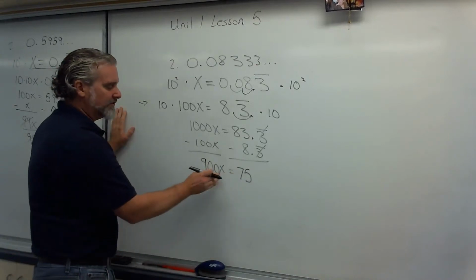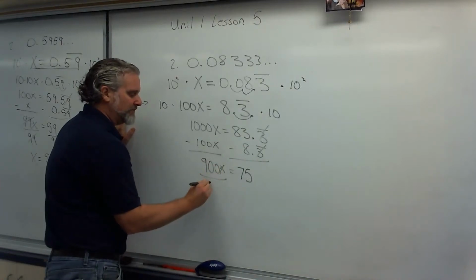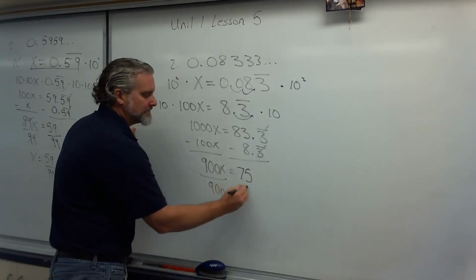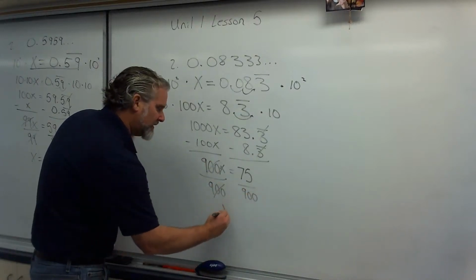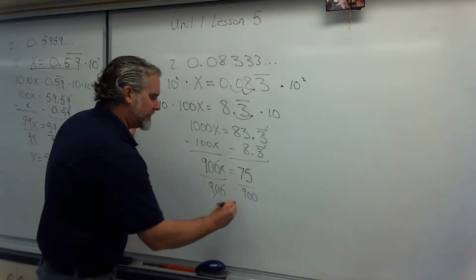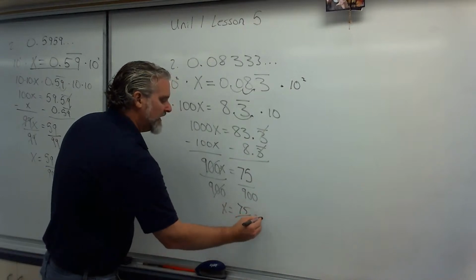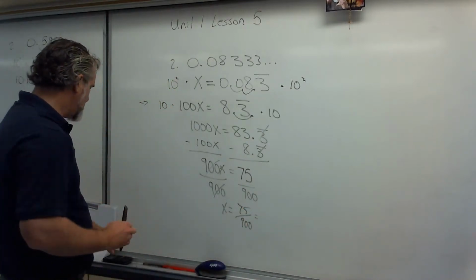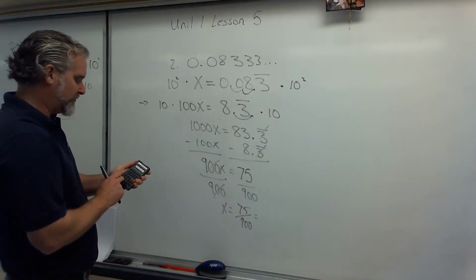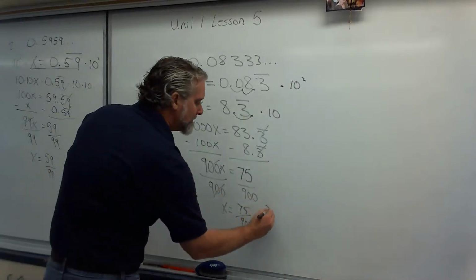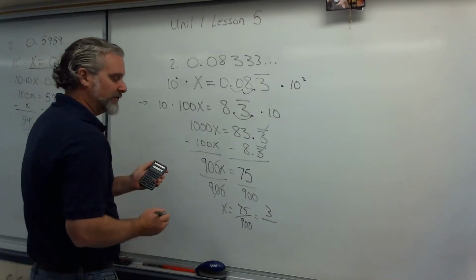And again, we're trying to get this x by itself. So we're going to divide both sides by this coefficient 900, and we will get, see, our camera's still showing it, x equals 75 over 900. And that can be simplified. We can divide both top and bottom by 25. So 75 divided by 25 gives us 3. And 900 divided by 25 gives us 36.